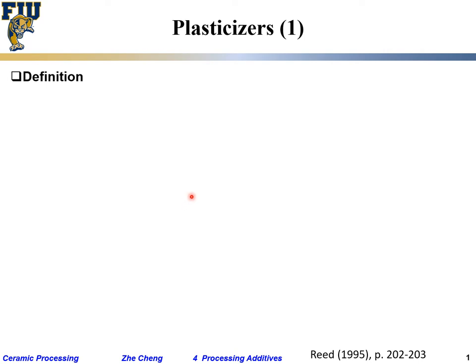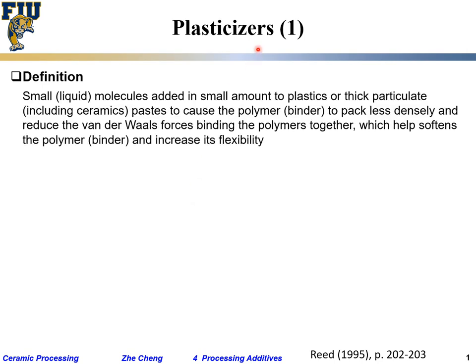Another type of additive that we are going to talk about is so-called plasticizers. Plasticizers are small molecules, most likely liquid molecules, that people would add, sometimes purposefully, sometimes just by naturally sitting in air and absorbing moisture. Small molecules, could be water, could be some other molecules that you added in small amount to polymers, to plastics, or thick particle paste to do what? To reduce the so-called glass transition temperature, Tg, or to cause the polymer to pack less dense.